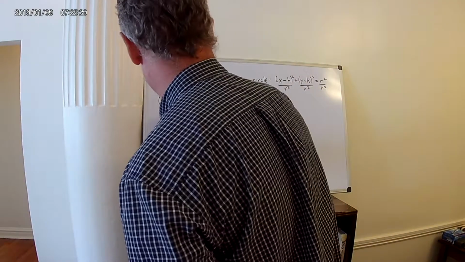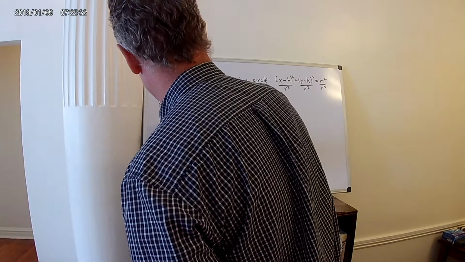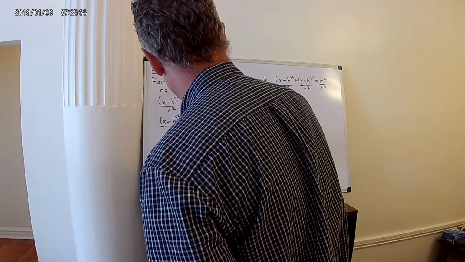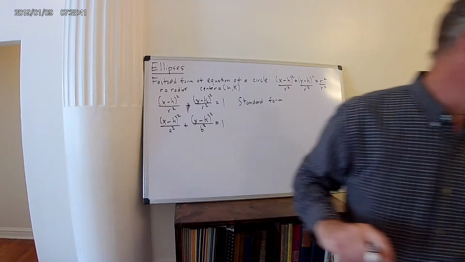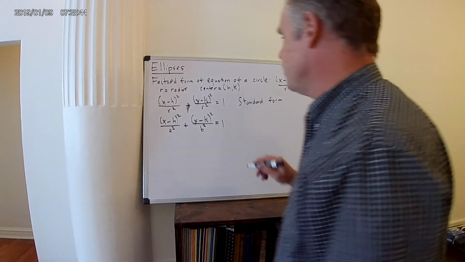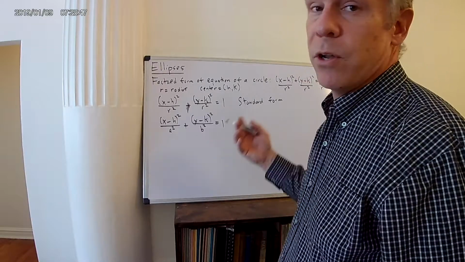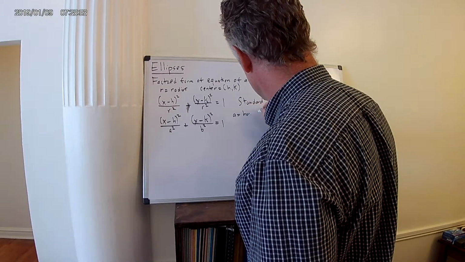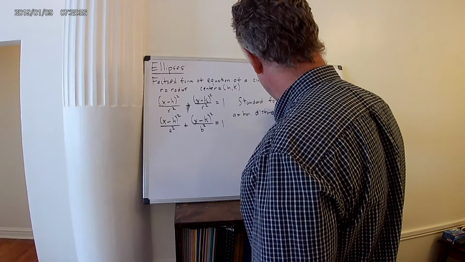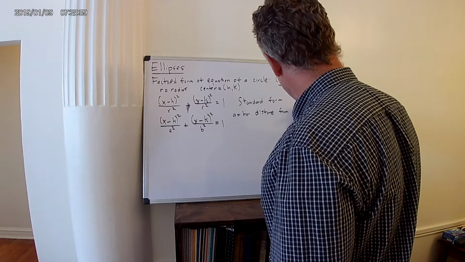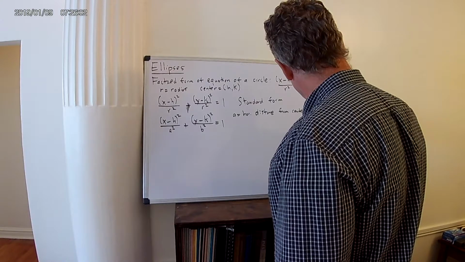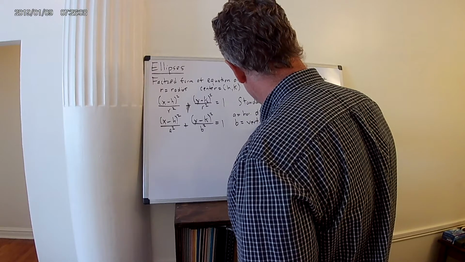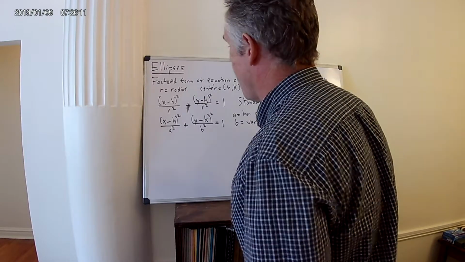So we get something like (x - h)² over a² plus (y - k)² over b² equals 1. And it turns out this is the standard equation of an ellipse, where a, and we'll come back to this, a is the horizontal distance from the center to the graph, and b is the vertical distance from the center to the graph.